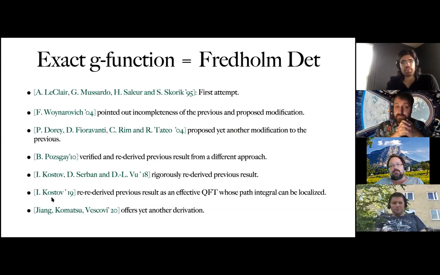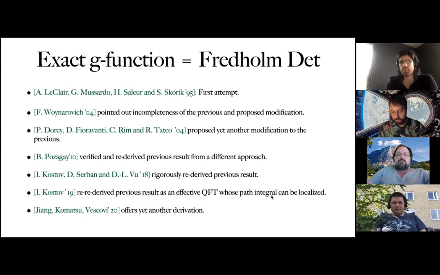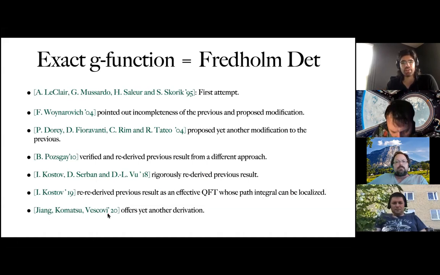And even later, in 2019, Ivan derived his previous result by a more elegant method, which involved some sort of effective quantum field theory with a path integral that could be localized. And last year, there was a paper by Gian, Komatsu and Vescovi, in which, among many things, they also rederived this previous result in a different way.